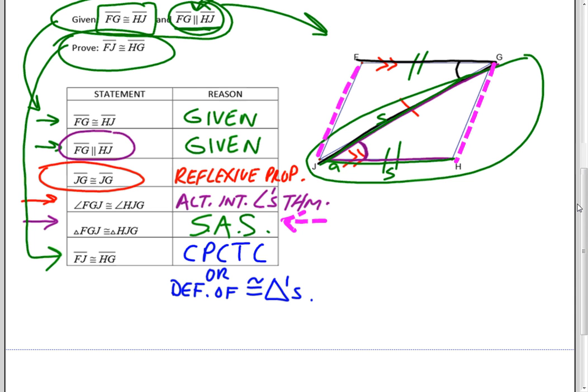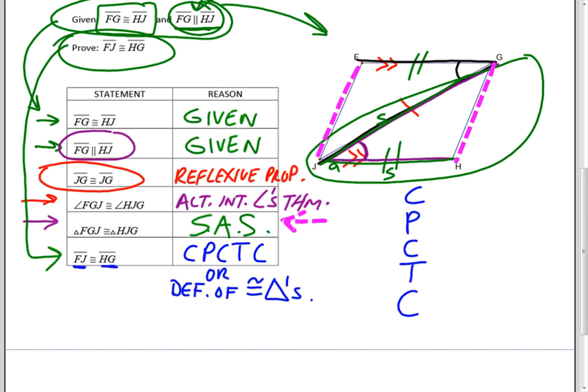CPCTC is kind of a classic abbreviation that's used, and it's a good idea to know what it actually means. Instead of saying, since the big triangles are the same, then all the little pieces have to be the same, we say CPCTC. These two are the CP part. Why am I saying FJ goes with HG? Why don't I write FJ congruent to FG? Why am I choosing these two instead of FJ with something else?